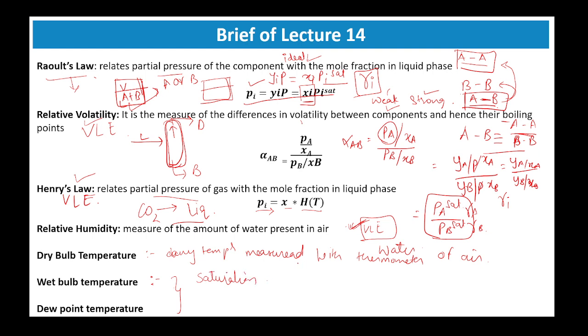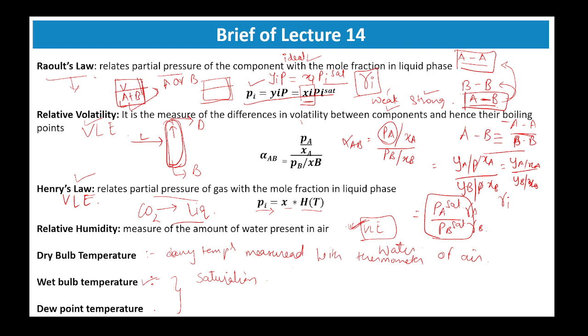So for that, what you do, you take a thermometer, you wet the bulb of the thermometer by putting wet cotton on its surface, and then you allow it to get to equilibrium. So what will happen? The temperature will reduce, and that temperature is nothing but the wet bulb temperature.